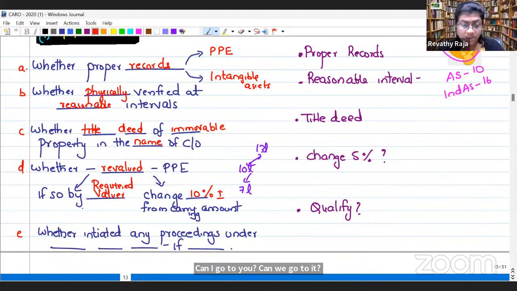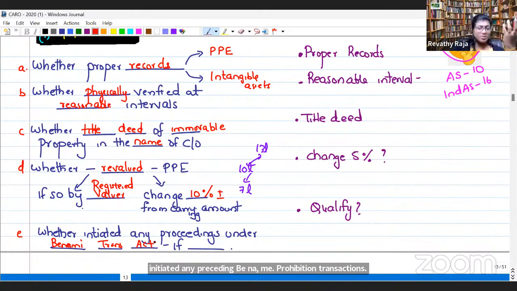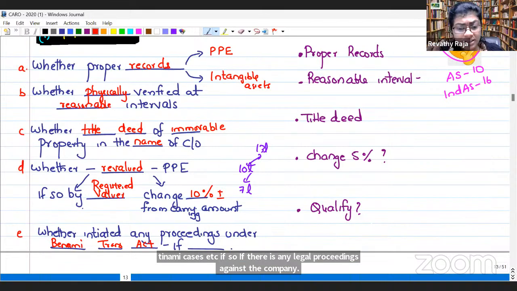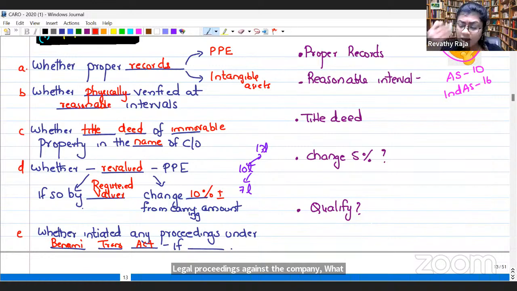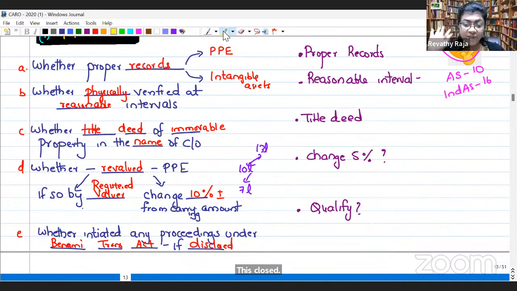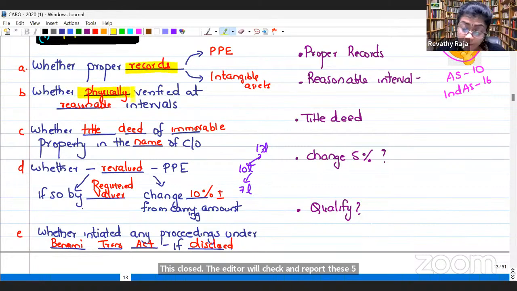Whether initiated any proceedings under the Benami Transactions Prohibition Act. At times, company may act in Benami cases, etc. If there are any legal proceedings against the company, litigations, it should be properly disclosed. So the auditor will check and report these 5 things with respect to PPE: proper records, whether physically verified, title deeds of immovable property, revalued, and any proceedings under the Benami Transactions Act. These keywords you put into your mind. The examiner might test with these keywords in the question.